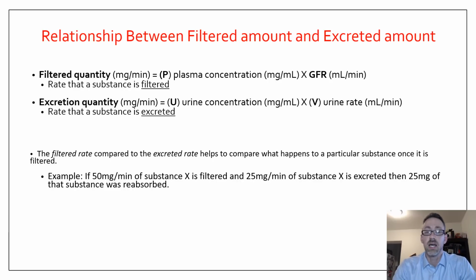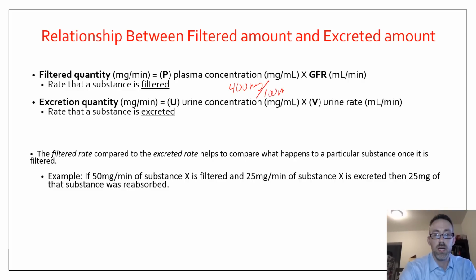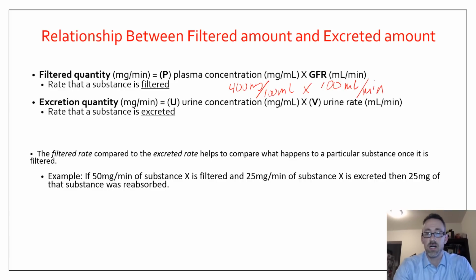If you do that calculation, you'll notice the milliliters cancel out and you end up with milligrams per minute. For example, if we took a solute like glucose that gets filtered into the nephron, let's say I had 400 milligrams per 100 ml. Let me draw that here so it'll be a little easier for you to visualize. Let's say glucose is 400 milligrams per 100 ml times the GFR. To make it easy math, we'll say 100 mLs per minute. You can see that the 100 mLs cancel out and we end up with 400 milligrams per minute.